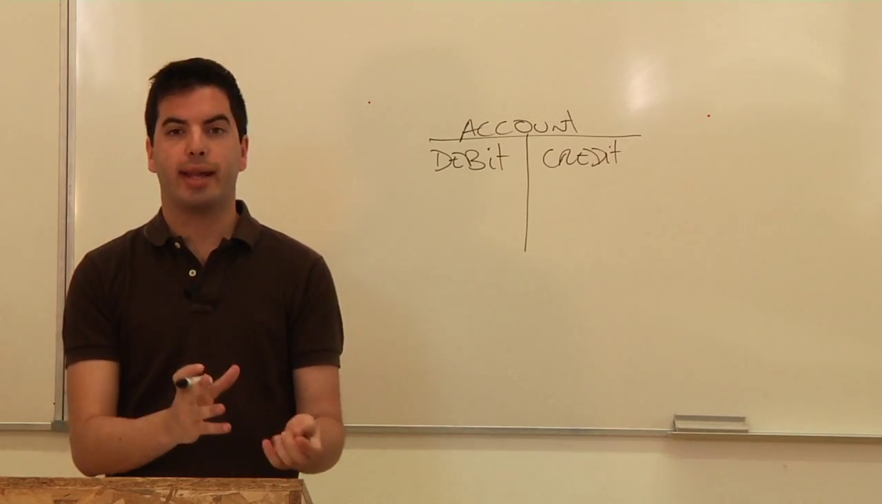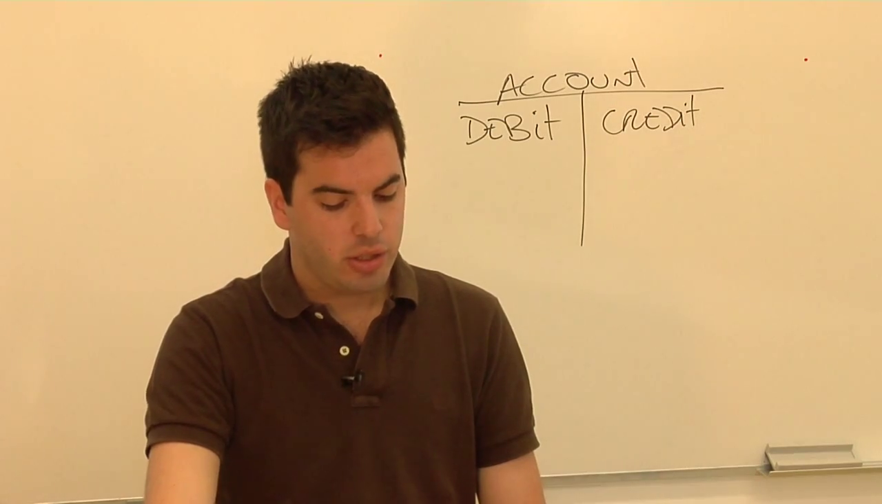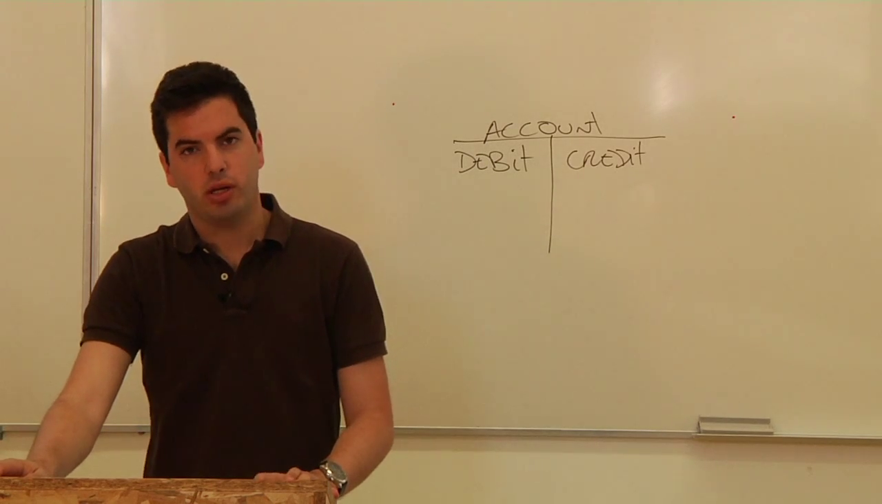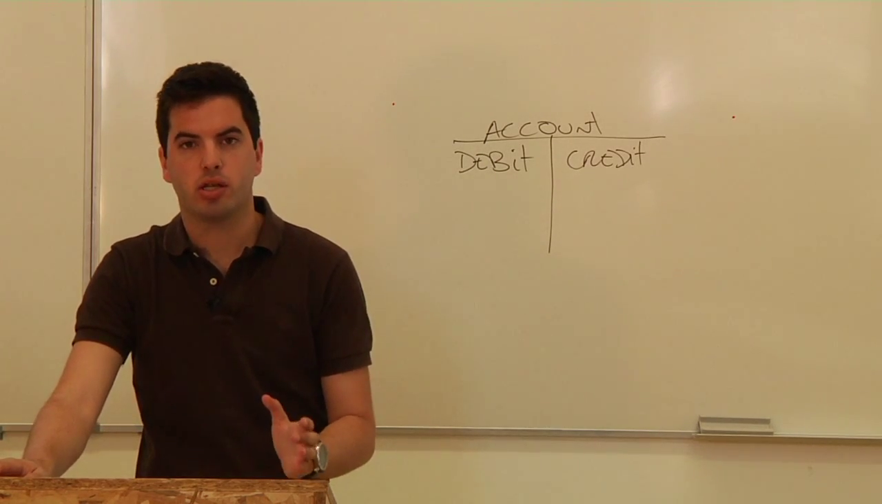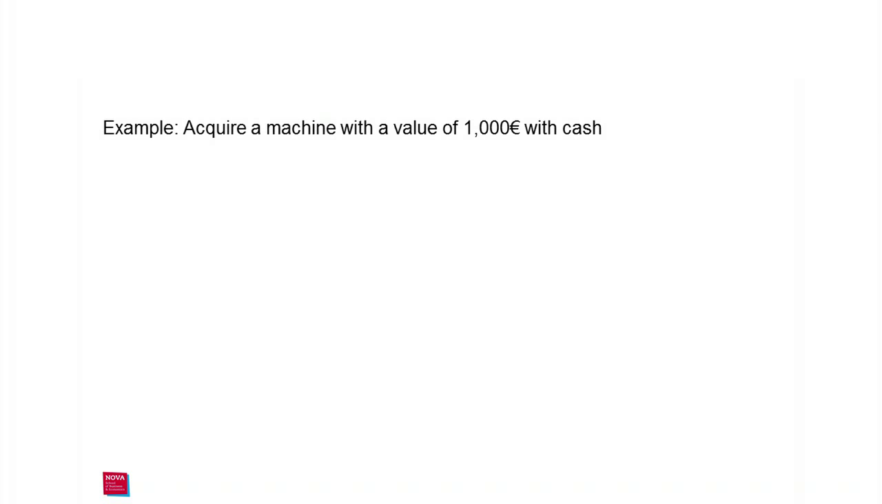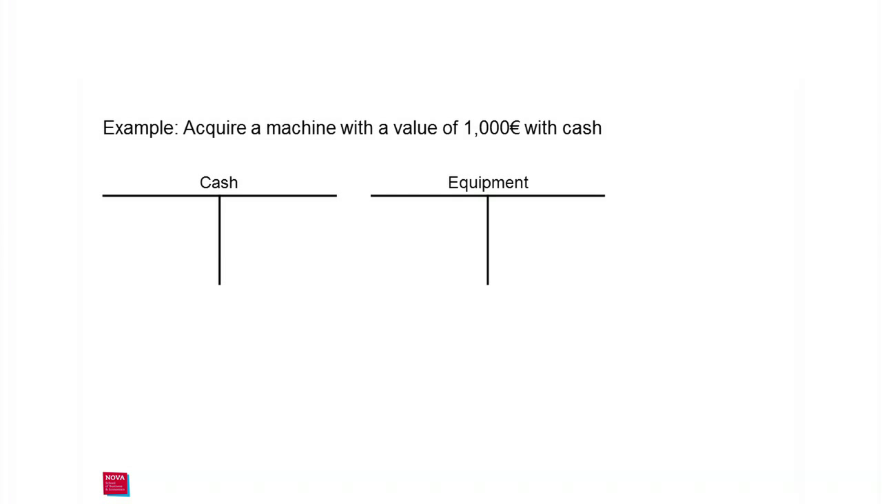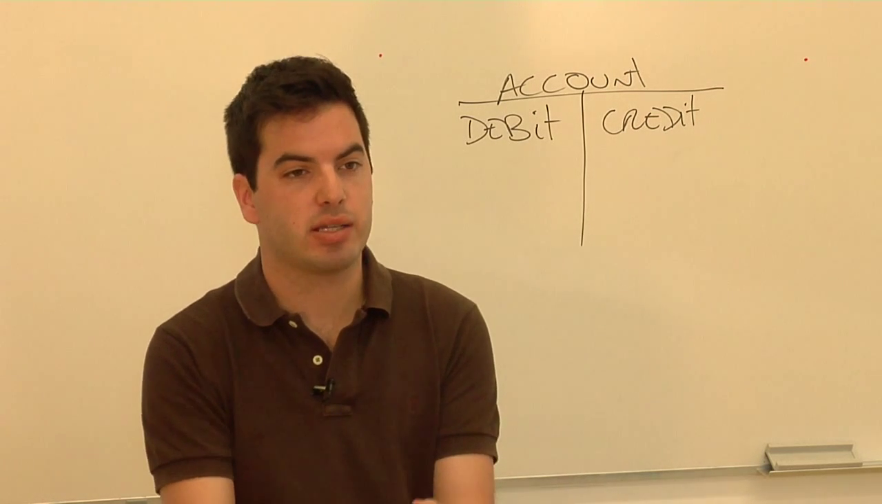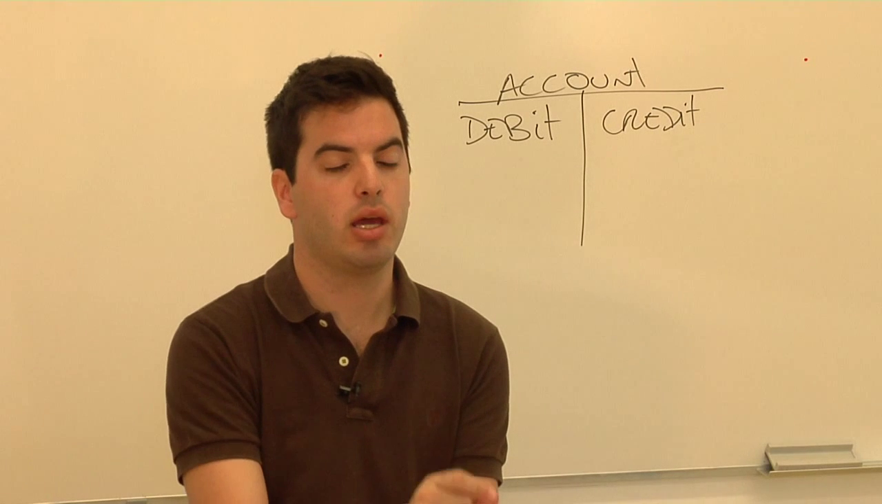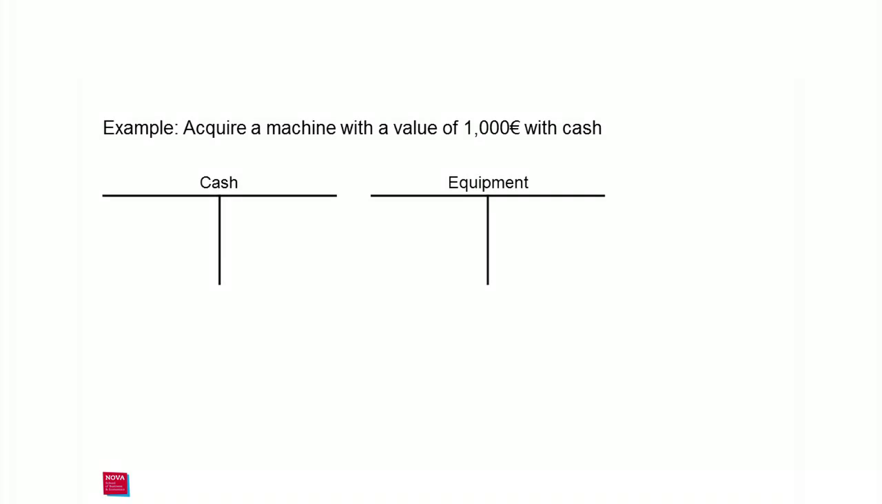Let's take a look at one example. Imagine you acquire one new machine and you pay with cash and it costs 1,000 euros. This transaction will have an impact in two accounts, cash and equipment. Cash will decrease. Since you are using cash, you will have less cash in the company, and this is done by crediting one account, which is the cash account.